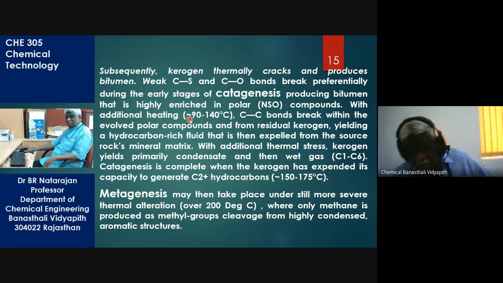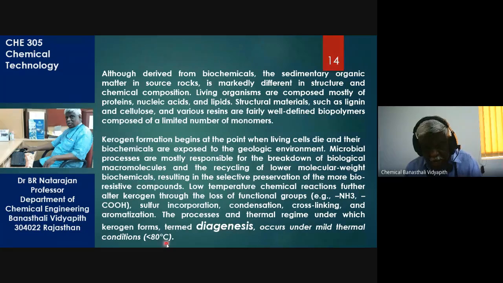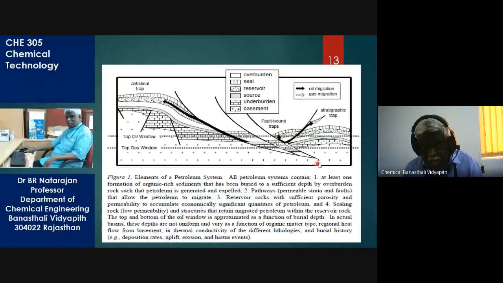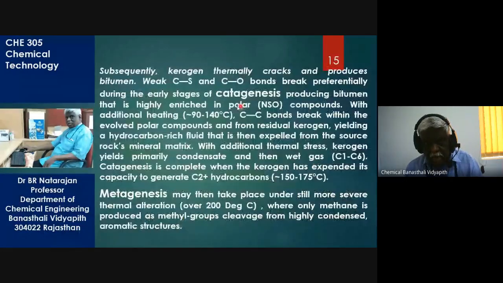With additional heating, diagenesis happened below 80 degrees and catagenesis is happening above 80, somewhere between 90 to 175. Then in the next stage comes metagenesis. This happens over 200 degrees centigrade. They take place under still more severe thermal alteration.